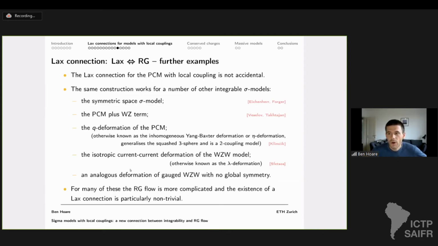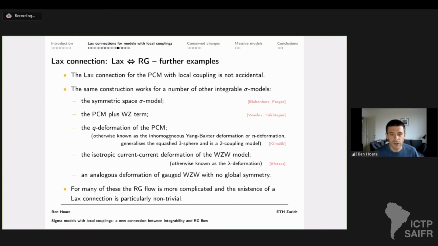So one may think that, okay, PCM is a very special model. Is this all accidental? I think it's important to highlight that it's certainly not accidental. This whole construction can be generalized to a number of other sigma models. I think we tested it on 6 different cases of varying degrees of complexity. So the first one, which is maybe a straightforward generalization of the PCM, is the symmetric space sigma model. You can also add a Wess-Zumino term to the principal chiral model, breaking parity invariance. The construction still works. And then various deformations.